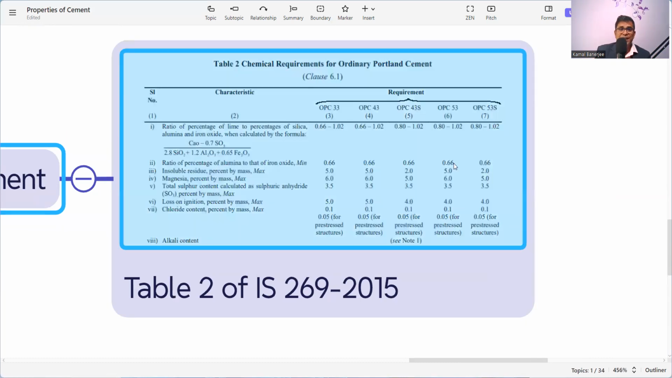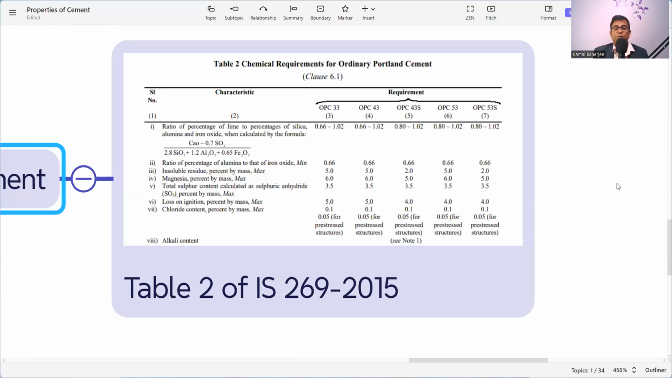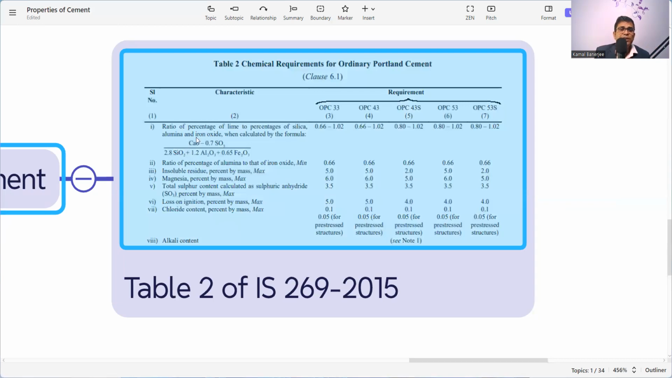See, there are 5 grades of cement, as we earlier discussed about different grades of cement. If you haven't watched that video, please check the link in the description box, and then you will understand the difference between 33, 43 and 53. Here we're saying the ratio of percentage of lime to percentage of silica, alumina and iron oxide, when calculated by the formula. OPC 43, what will be the ratio?